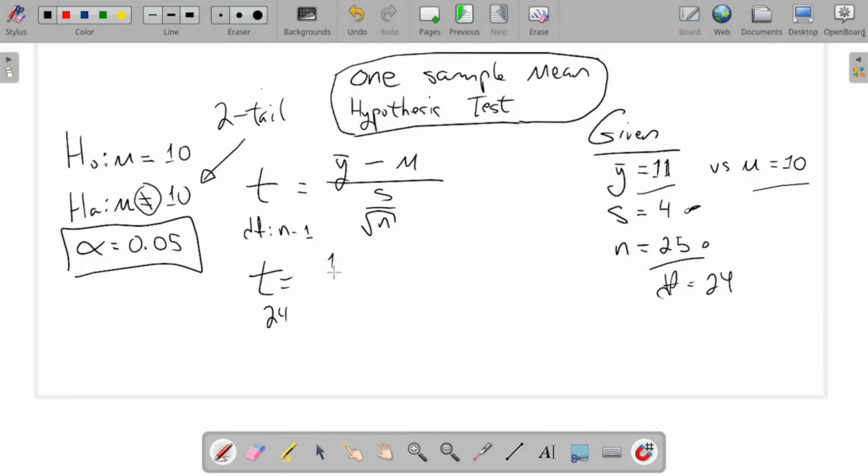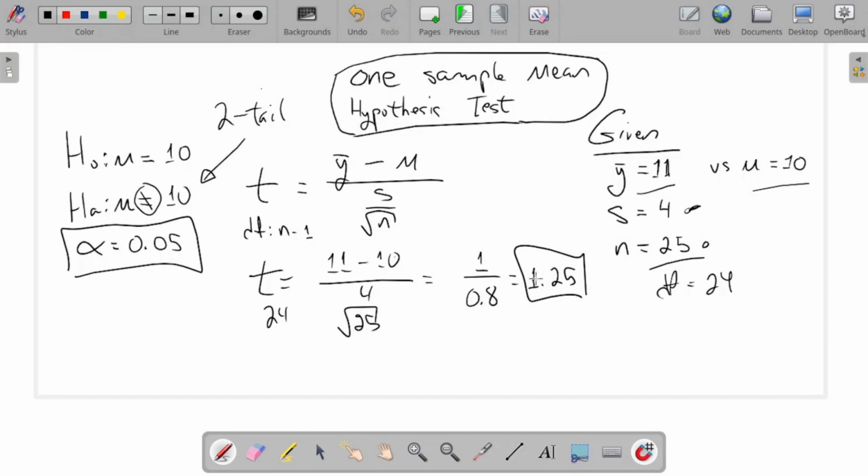We have 11 minus 10, over 4 over square root 25. So this is 1 over 0.8, which is 1.25. So this is our test statistic this time.